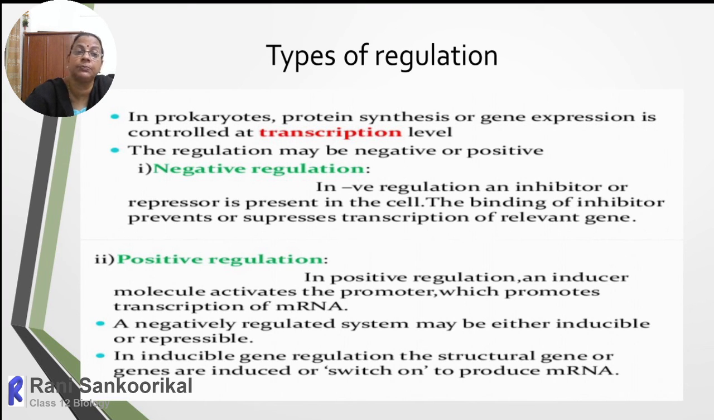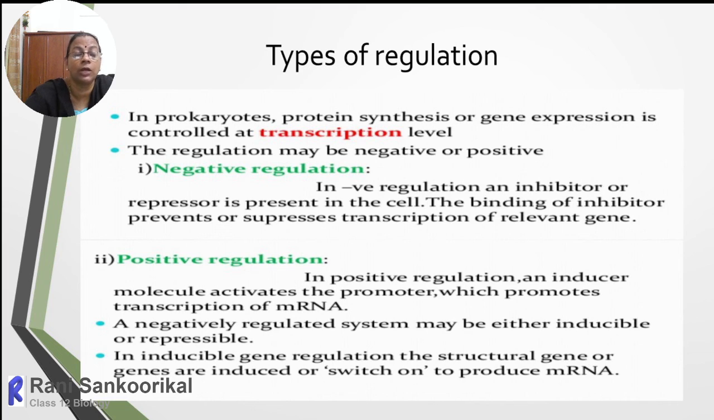The typical example is the tryptophan operon. It is a feedback control. That means the end product itself regulates it. So tryptophan will be produced as the end product, and that product is regulating the further production of that metabolic pathway's product. Then that is called a repressible operon.